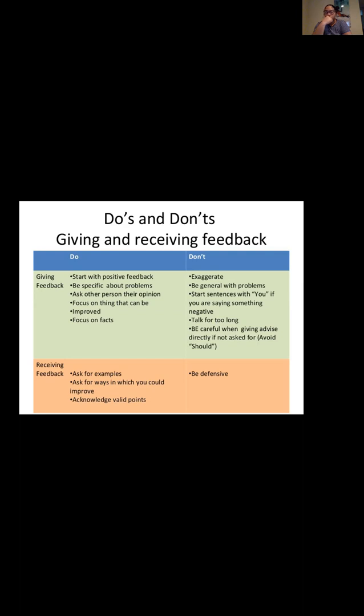Some of the do's and don'ts that I have listed here: when giving feedback, we ask that you start with the positive feedback. Of course, no one wants to hear the negative because it makes you feel like you're being attacked. Also, you have to be specific about the problems that you are addressing. Stick with the particular problem. It's not good to venture off and bring in personal opinions. The best advice is to keep it professional on all levels, especially when you're dealing with a colleague, because you do not want to make the situation seem personal.